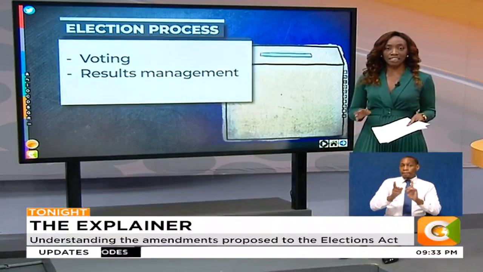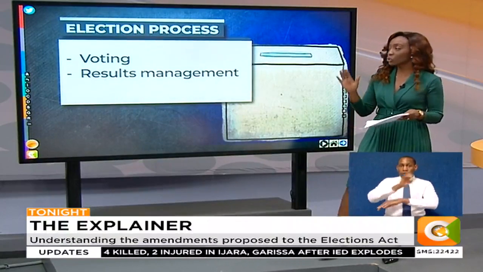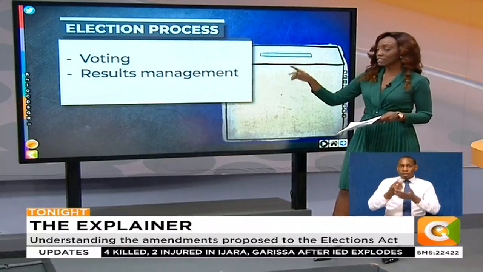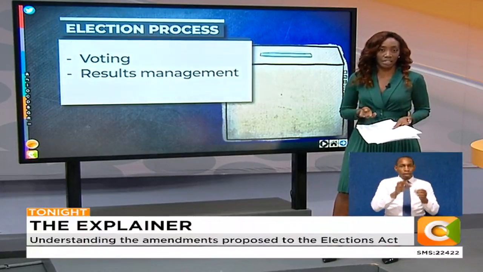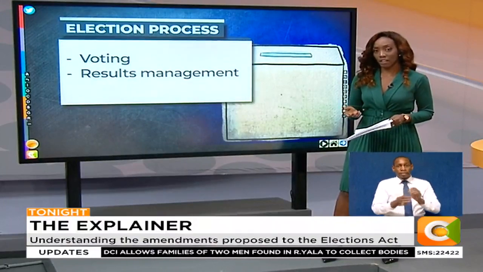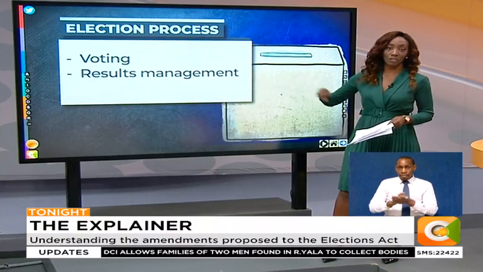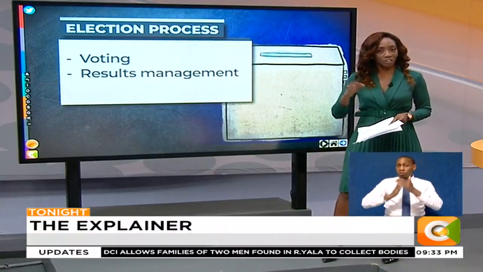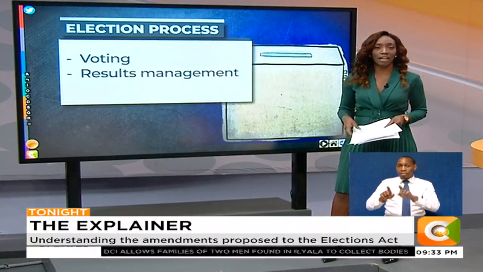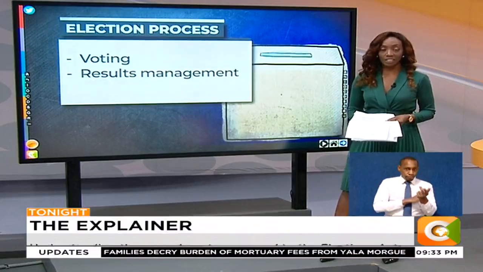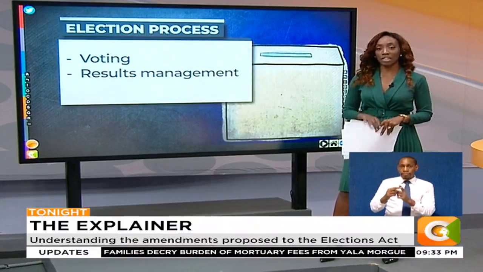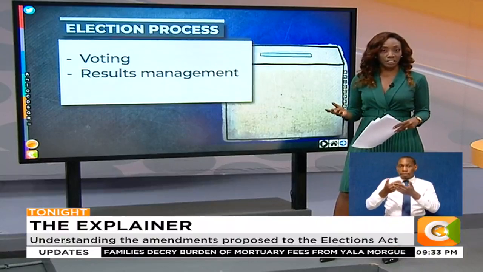Well, first of all, Election Day is divided into two main processes. That is voting, which usually takes place in a pretty orderly fashion. Polling stations open at 6 a.m. and then close at 5 p.m. Now, this is the second and most important process and often controversial. That is the results management process, which includes vote counting, collation, tallying, and results transmission before the ultimate declaration of the results.